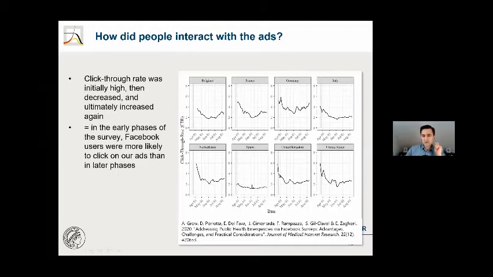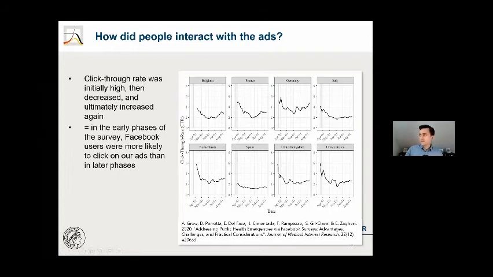And what you see here is that over time, participation behavior changed. So especially in the beginning, when COVID-19 was a very new topic and infection rates were very high in spring last year, participation rates were very high, or the click-through rate was very high. So meaning that people were very likely to click on our ads. However, over time, towards summer, participation rates declined, or the click-through rate declined.